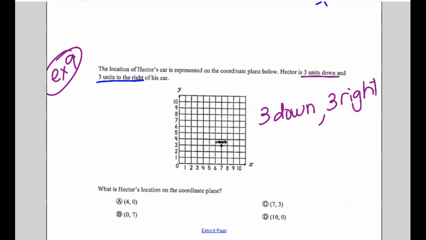So his car, let's start at his car, and then we're going to go 1, 2, 3 down, and then 3 right. 1, 2, 3 right. Where did we end up? This point, how many across is it? It's 10 across, and then how many up is it? It's not up at all, so it's 0 up. So which point is that? D.